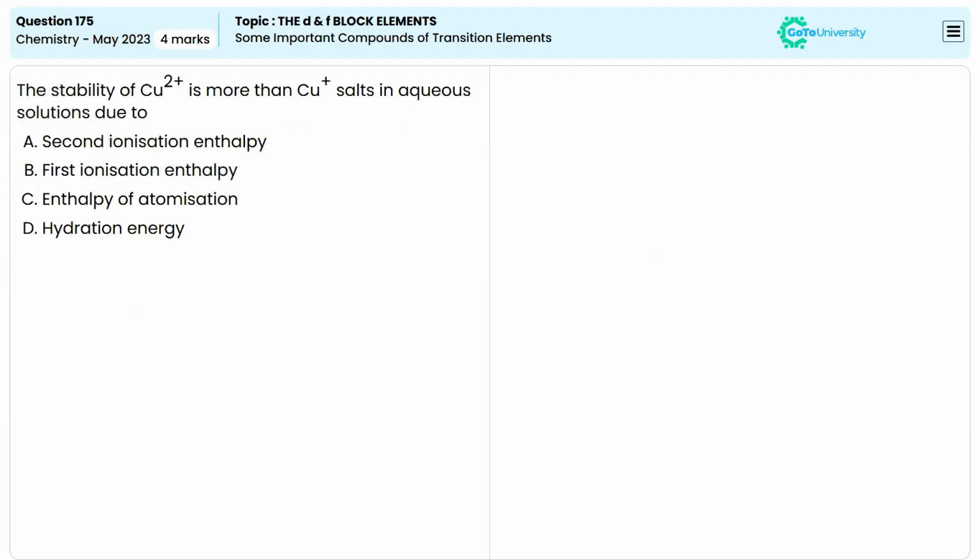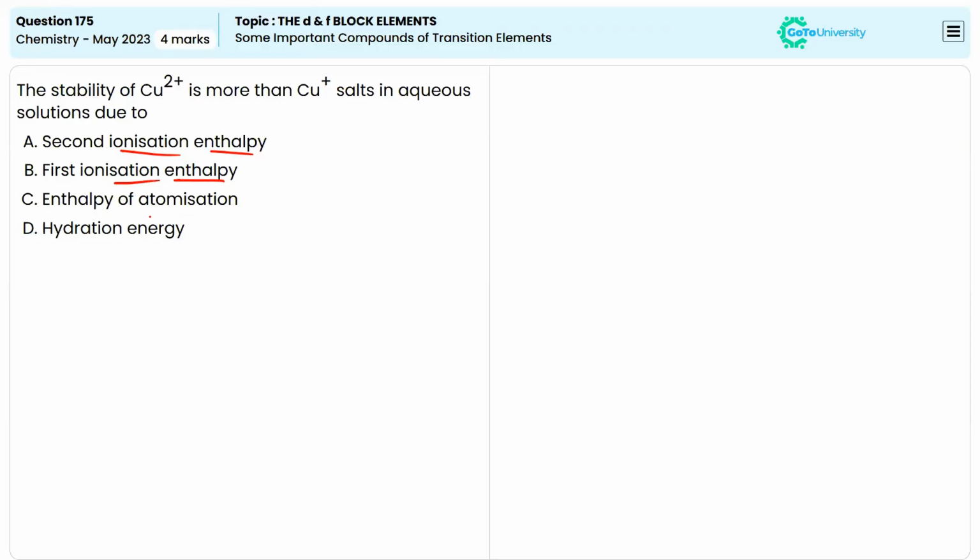Okay, done. Next question. The stability of Cu2+ is more than Cu+ salts in aqueous solution due to which of the following reasons? First of all, let us define the given terms. Ionization energy is the amount of energy required to remove the loosely bound outermost electron in an atom in the isolated gaseous state, right? So second ionization energy means the amount of energy required to remove the second outermost electron. First ionization energy is the energy required to remove the first outermost electron.